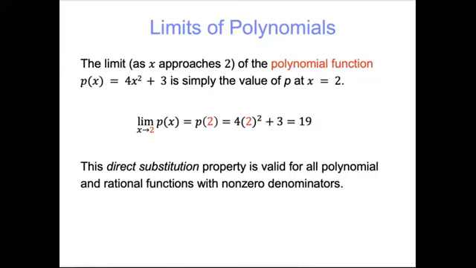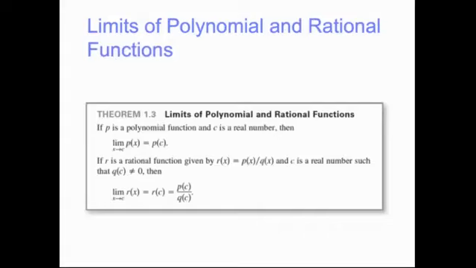And the last point that I want to bring up from this slide is that not only is the direct substitution property valid for all polynomial functions, but it's also valid for all rational functions with non-zero denominators. And that's because those will also be continuous. And that brings us to theorem 1.3, limits of polynomial and rational functions.